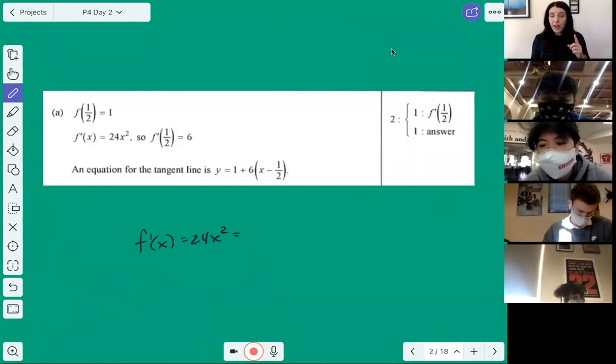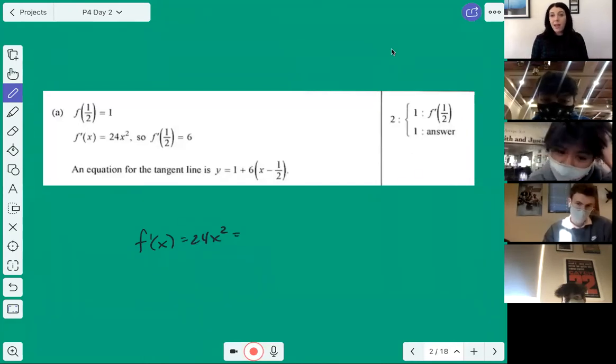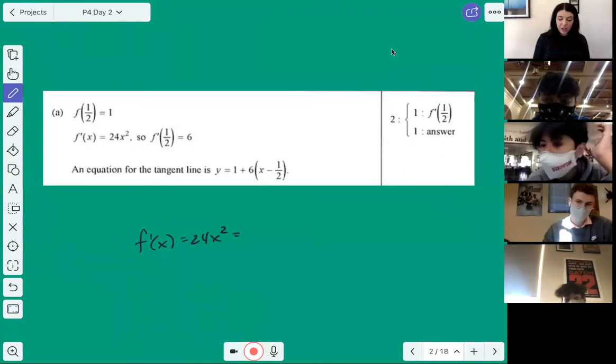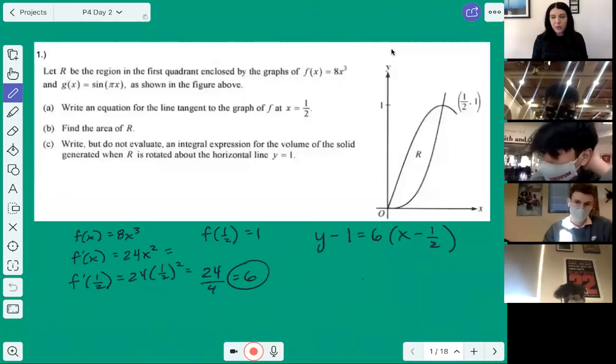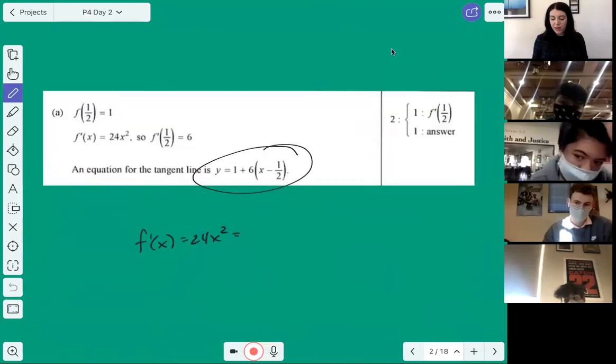Okay, after you find f prime of x, then we can find f prime of 1/2. Again, I would encourage you to show your steps just like Drew did. We get f prime of 1/2 is equal to 6. And then you have your equation of a tangent line, and they've moved the 1 over. You don't need to do that. It's fine if you did, but you don't need to. So as we said, y minus 1 equals 6 times x minus 1/2 is the final answer.